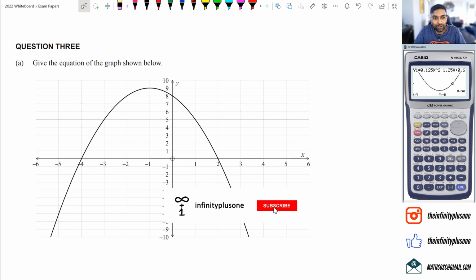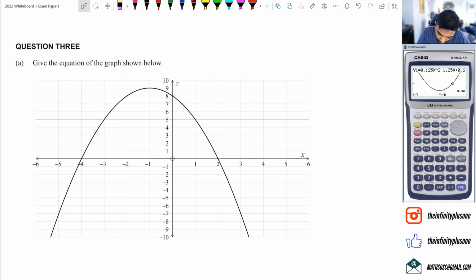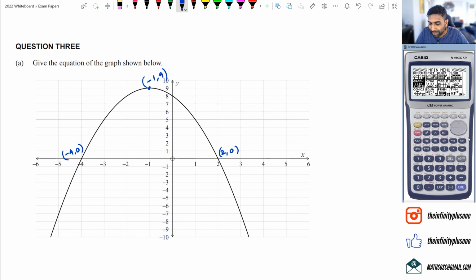Alright guys, so on to question 3. Now again, with this question, graphics calculator, 3 points. What have we got? We've got -1 and 9. We've got 2 and 0. And we've got -4 and 0. So we're going to put this in the graphics calculator now, and I will show you guys the long method of how to do this, so don't worry.